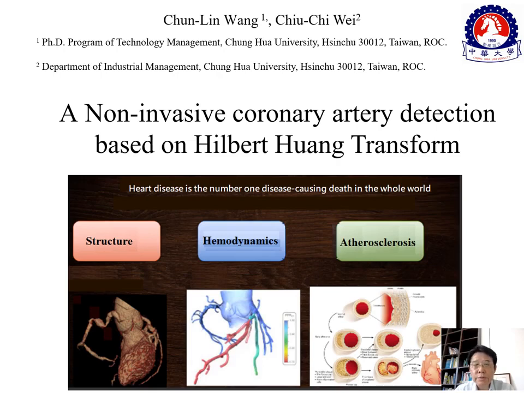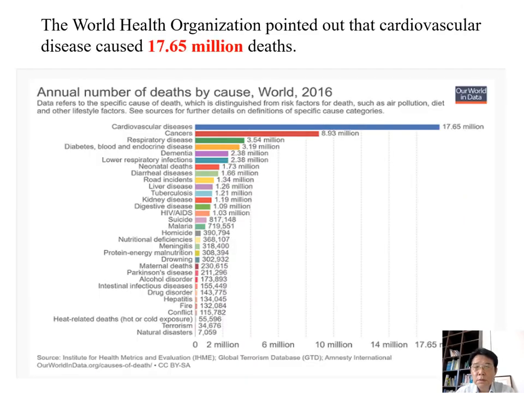I'm going to report to you today a non-invasive coronary arterial detection based on the Hilbert transform. According to the World Health Organization, cardiovascular disease ranked first among global deaths in 2016, causing 70.65 million deaths.